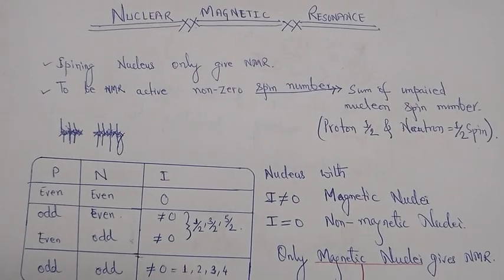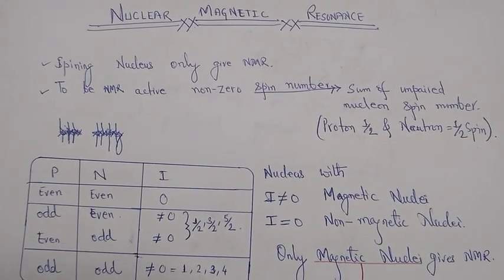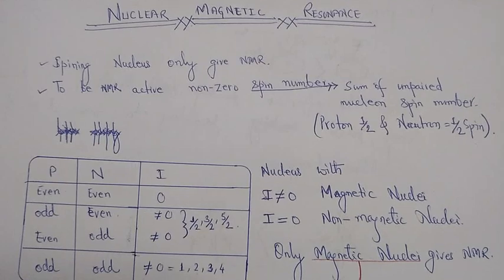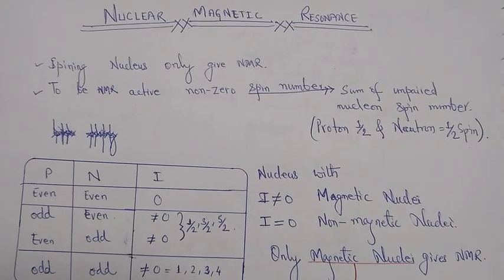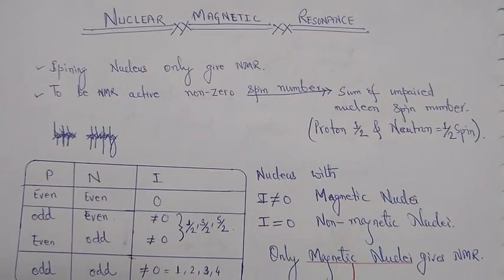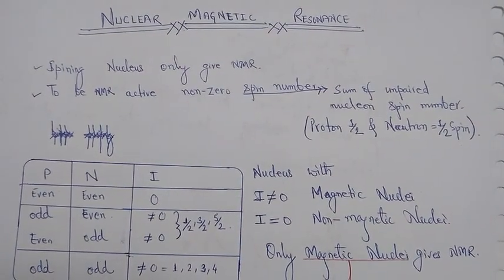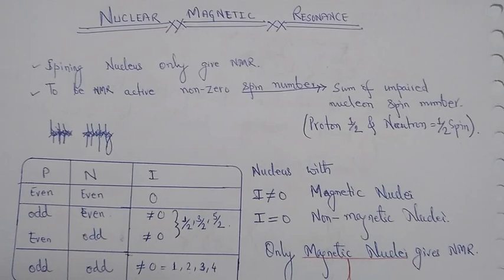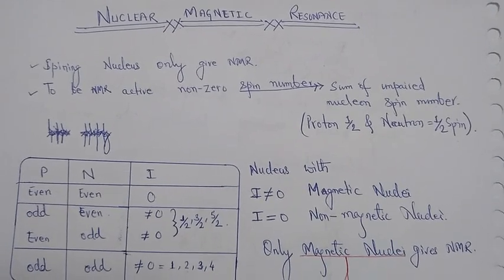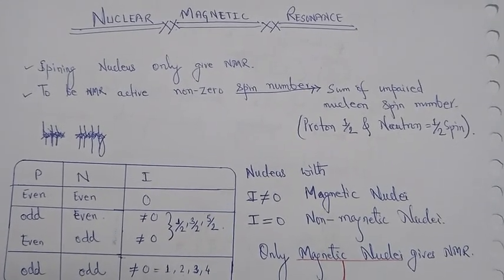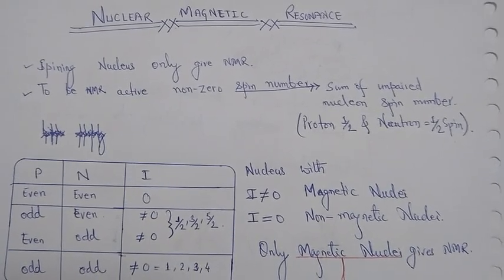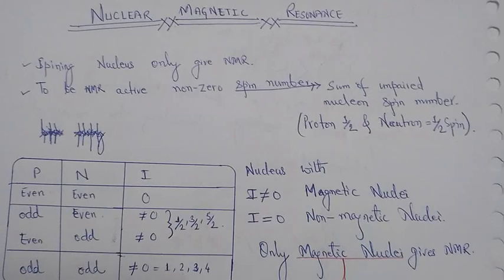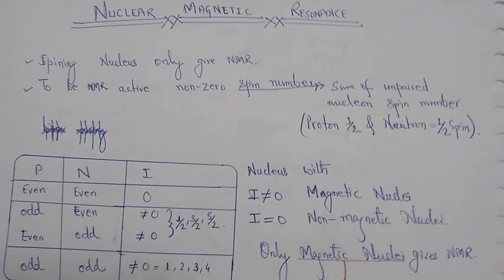Nuclear magnetic resonance, that is NMR spectroscopy. First of all, to start with this topic of NMR spectroscopy, we need to have an idea about the properties of nuclei. So, not going into a very detailed explanation of the properties of nuclei, I have listed down some of them in a very brief way. Let us see what they are.